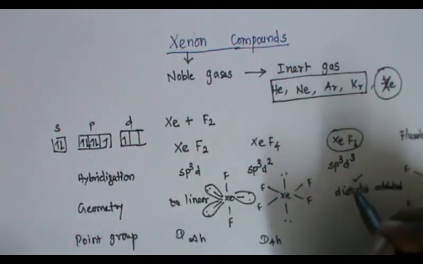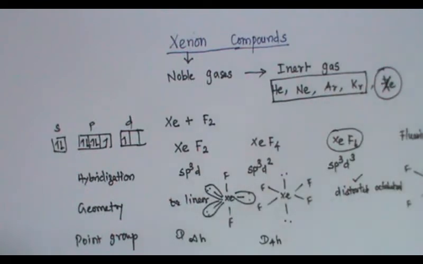So this is distorted octahedral. So we don't go for the point group. Since it is distorted, the symmetry is lost. It won't be octahedral. At the same time, the symmetry of this is very less.